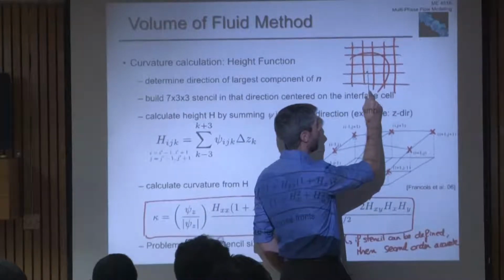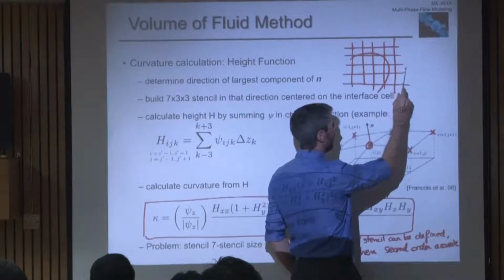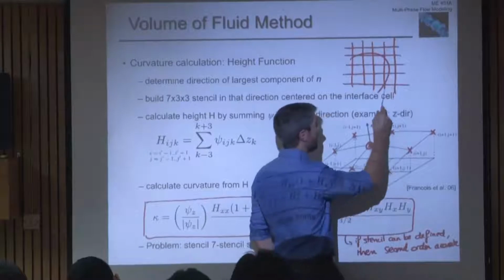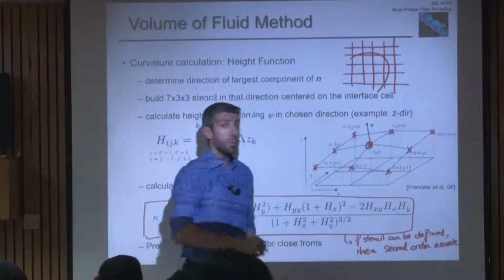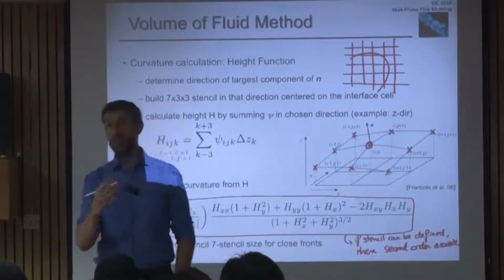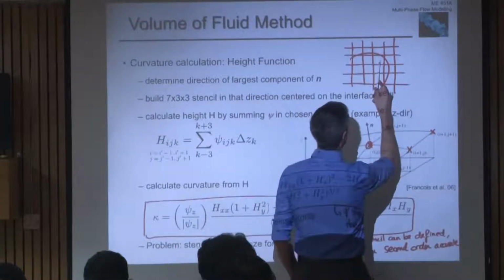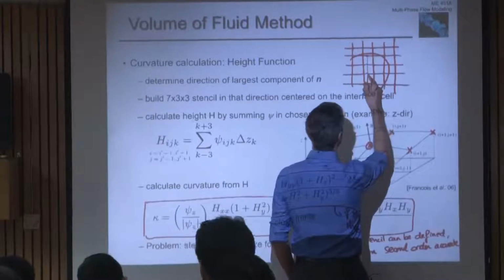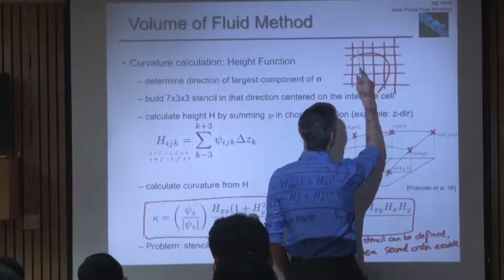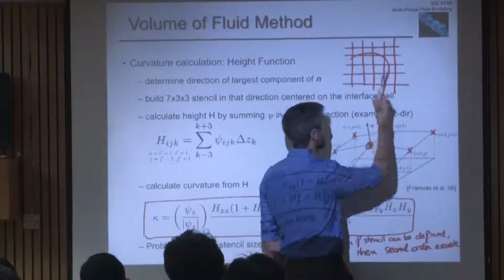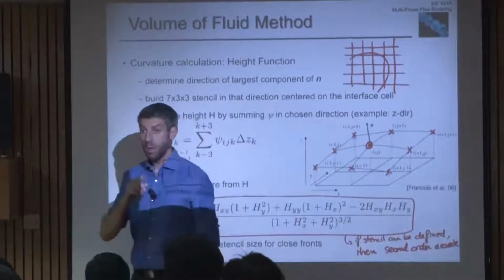I can define a width, however, right? I can go from full liquid to full gas, full liquid, full gas, full liquid, full gas. So right here, I can, in 2D, generate an ensemble of 3 points. That means I can locally estimate the curvature. I can do the same thing right here. So centered on that cell, I can form a full gas, full liquid, full gas, full liquid, full gas, full liquid. So here I can compute 3 heights, no problem.